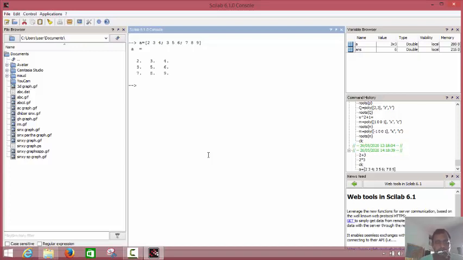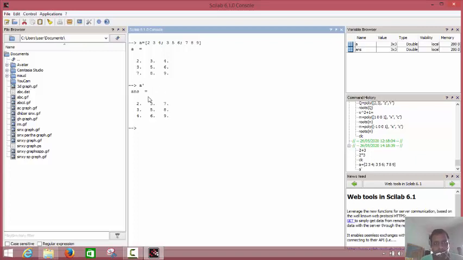So we can form a matrix using this, and A prime will give the transpose of the matrix, that is, rows become columns and columns become rows.